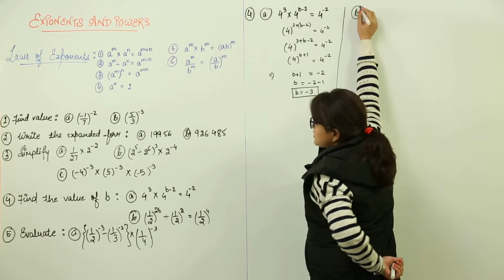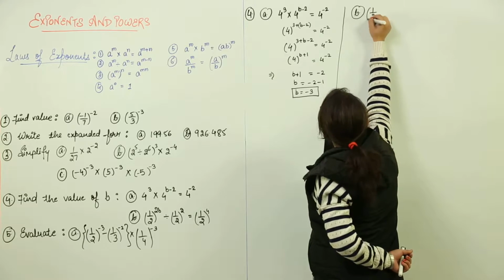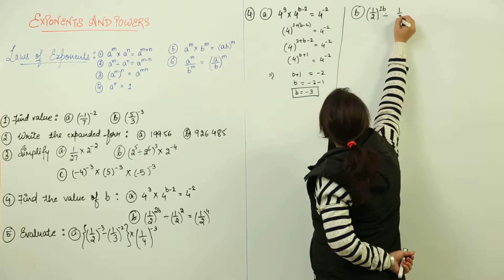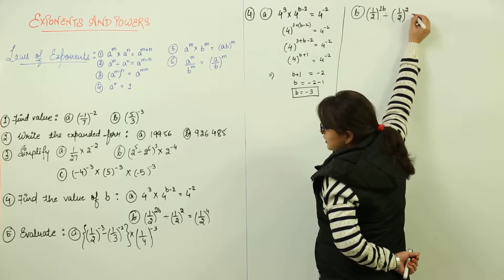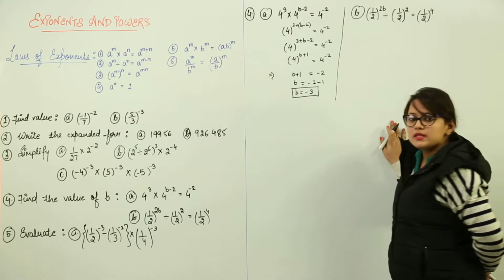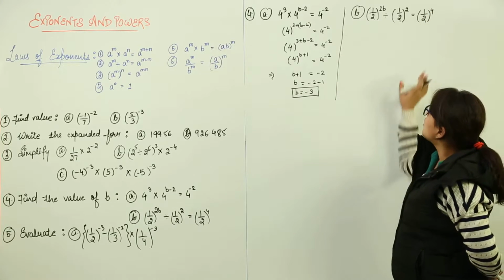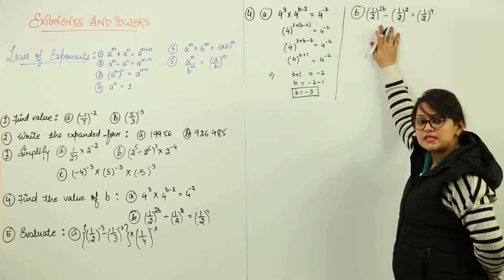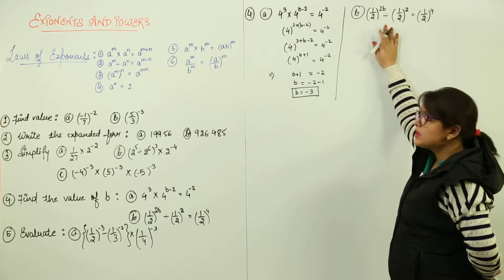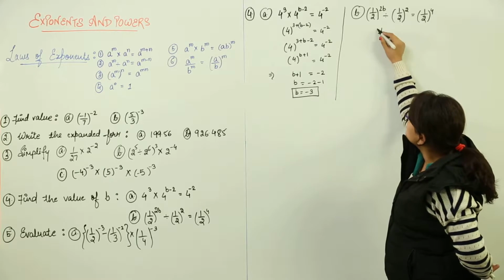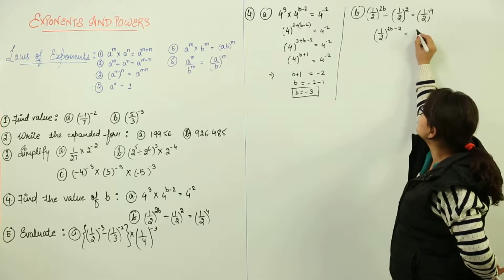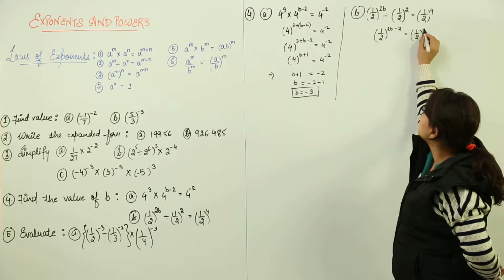The b part of the question says 1 by 2 raised to power 2b divided by 1 by 2 raised to power 2 equal to 1 by 2 raised to power 4. Now here we can see the same thing, that is on the left hand side we have the same bases, but in this case they are getting divided. Now what do we do in this case? We will subtract their powers. So we will get 2b minus 2 equal to 1 by 2 raised to power 4.